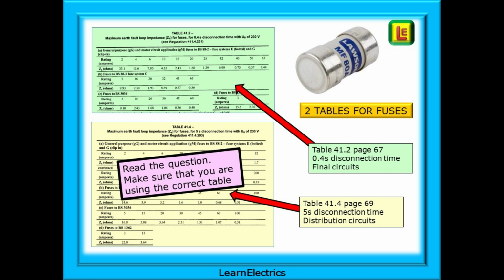Again, it doesn't say that in the table. Instead, it says 5 seconds disconnection time. This indicates to us a distribution circuit. Read the question, make sure that you are using the correct table.